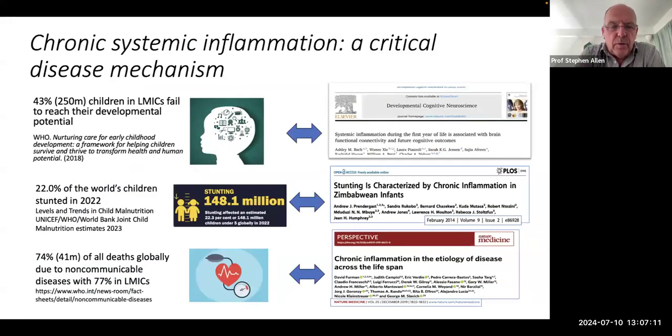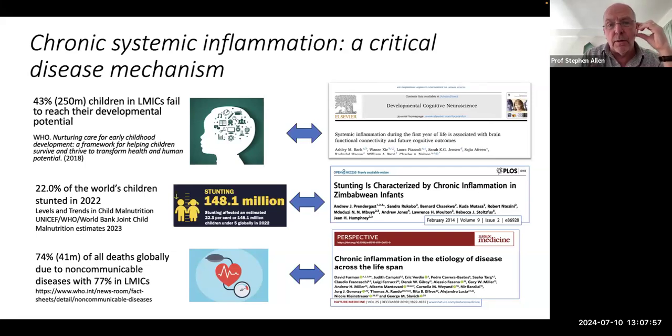What I want to do as well is focus on chronic systemic inflammation in the blood, as a critical disease mechanism that seems to be the issue that mediates this poor early start with poor outcomes. So just picking off three major topics, we know that almost half of children in poorer countries fail to reach their developmental potential, and we know that's very much associated with systemic inflammation, that is associated with brain connectivity and future cognitive outcomes. And really maximizing children's developmental potential in terms of brain development is probably the key issue that we should all be focusing on and thinking about.